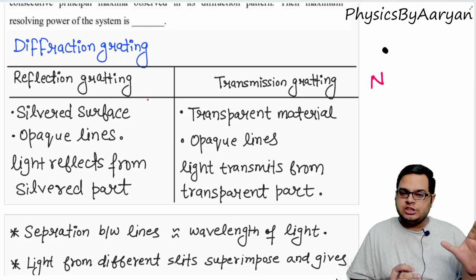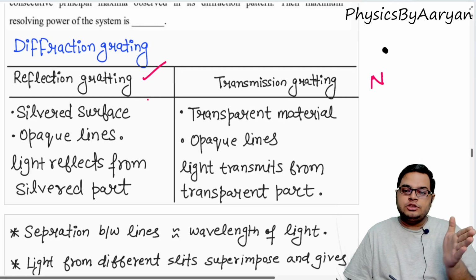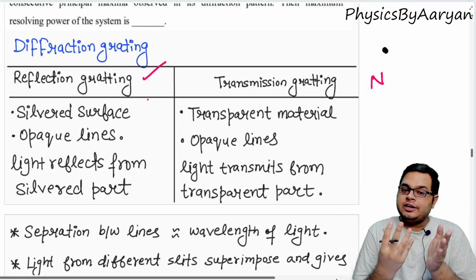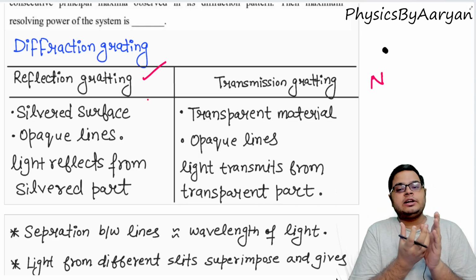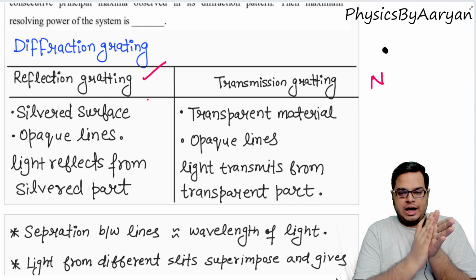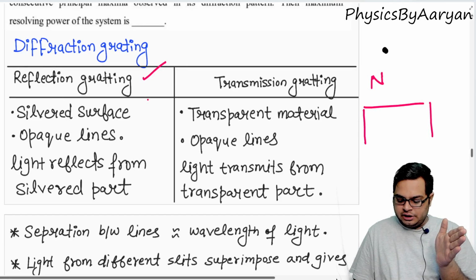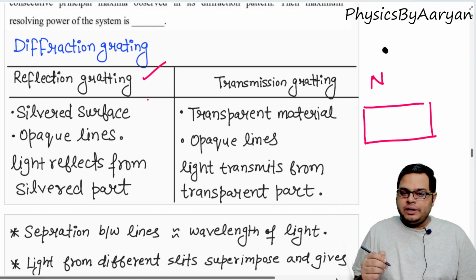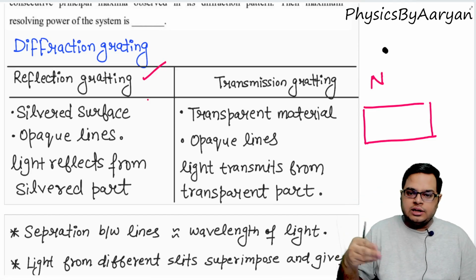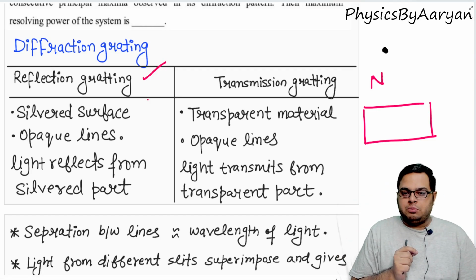There are two kinds of diffraction gratings. One is a reflection grating and another is a transmitting grating. In a reflection grating, you have a metal or some reflecting material. The material will not transmit the light, it will reflect the light. Now you put opaque lines, meaning some sort of paint or color, so that the region does not remain reflective anymore.